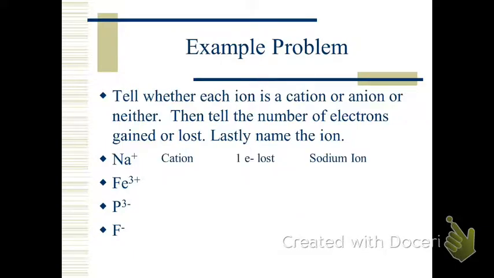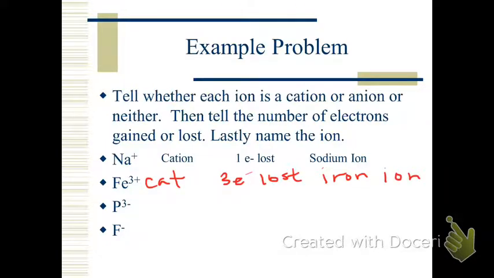Okay, so the next one's also a positive charge, so that's a cation. It's got a positive 3 charge, which means that 3 electrons were lost. And its name is an iron ion. It's kind of fun to say.